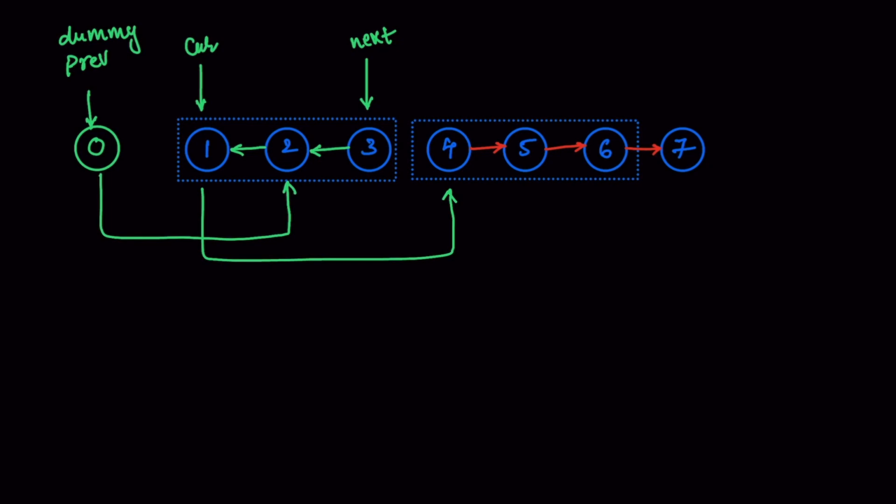The third step is prev.next is equal to next. So this connection is gone and this connection is formed. So this representation is similar to the below diagram.